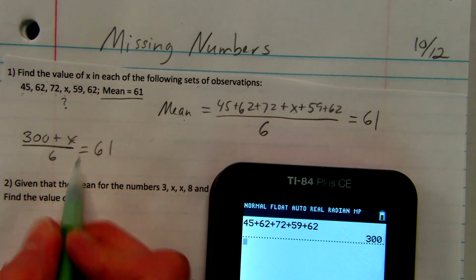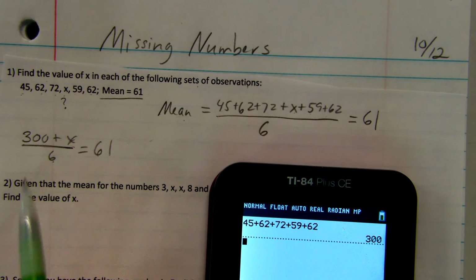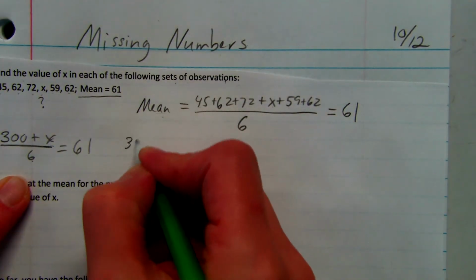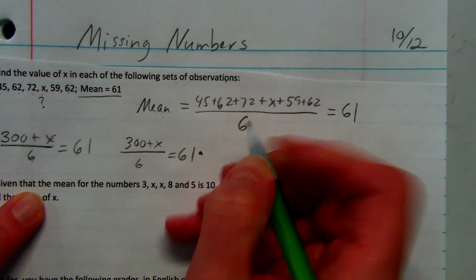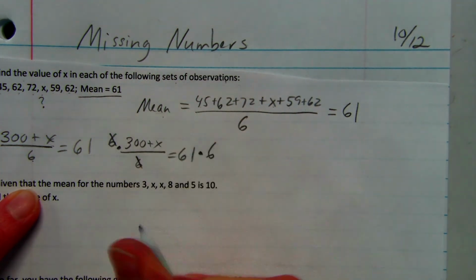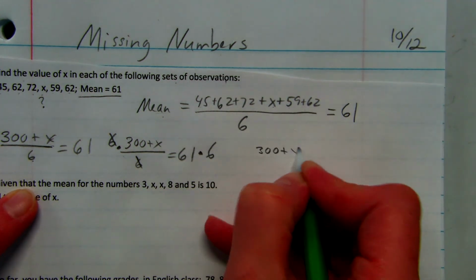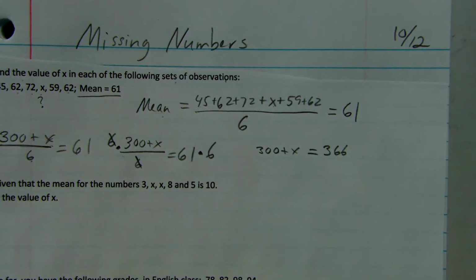So the first thing we've got to do here is get rid of this fraction. All of this is getting divided by 6. So what's the opposite of divide? Multiply. I'm going to write this as a separate step, but you could just put times on both sides. I'm rewriting this just to make it clear in my notes for people that are gone. So I would multiply both sides by 6 to cancel that out. So now I have 300 plus x equals 366. I think that's right, but I'm going to double check.